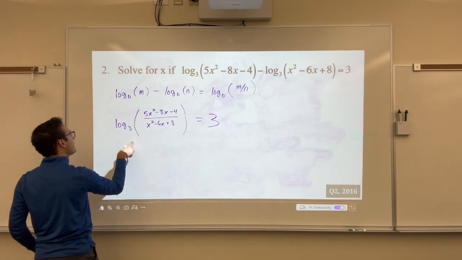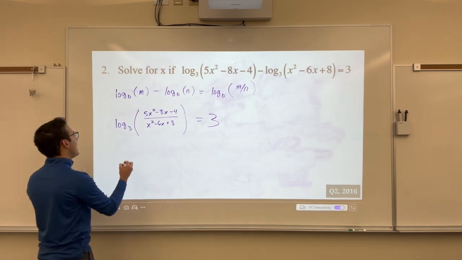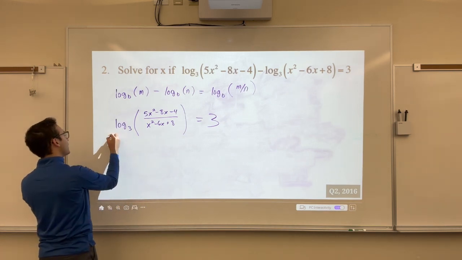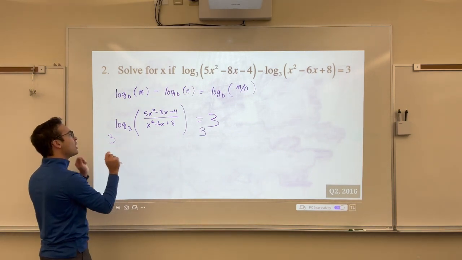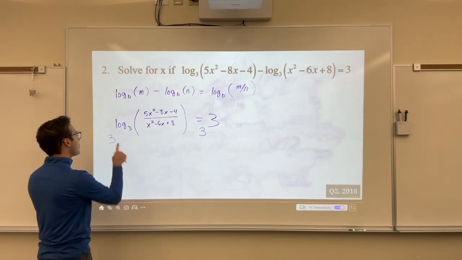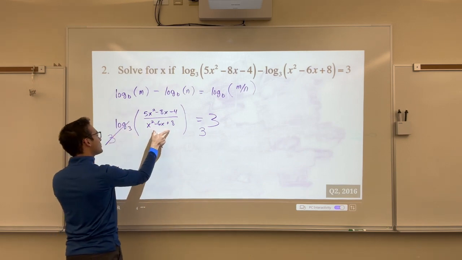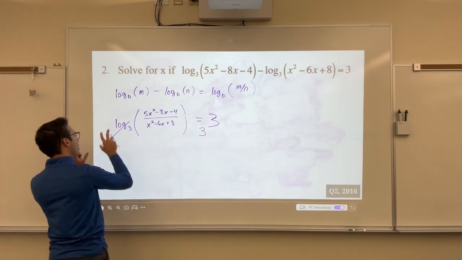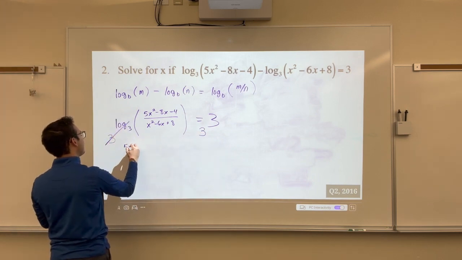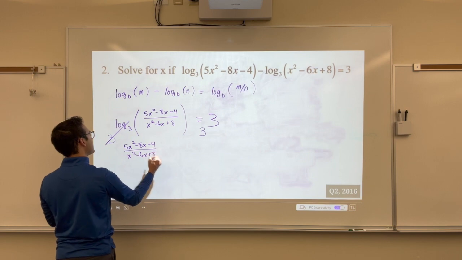Now, in order to get rid of this log, let's have both of these sides be the exponents, and let's have the base be 3. Remember that exponential functions and logs are inverses of one another. So the 3 raised to the log base 3 is going to cancel, leaving us with the input. And then we're going to have 3 raised to the third power over here. With this canceling, we're left with 5x squared minus 8x minus 4 over x squared minus 6x plus 8 equal to 27.